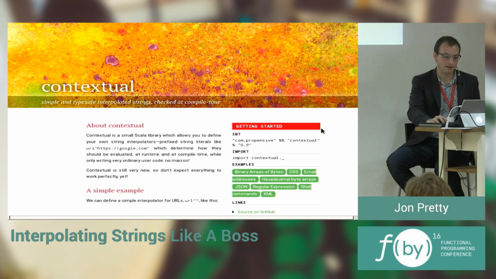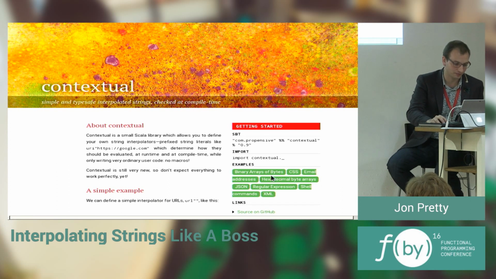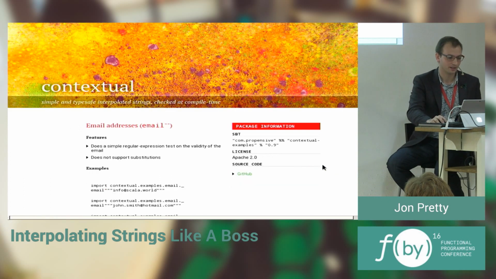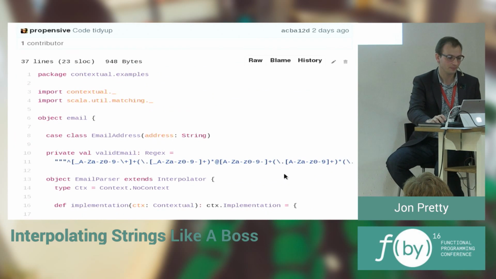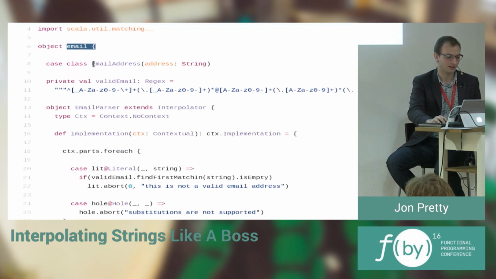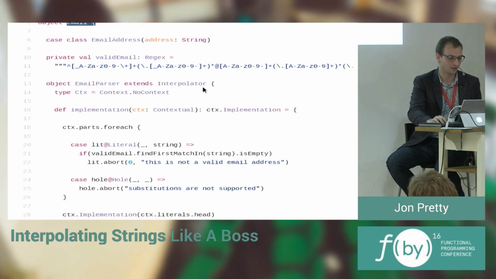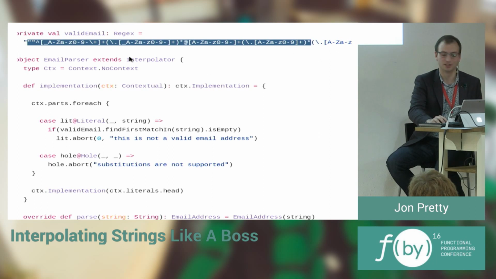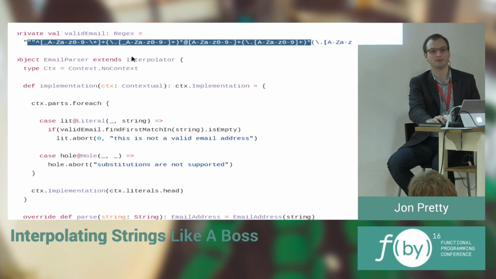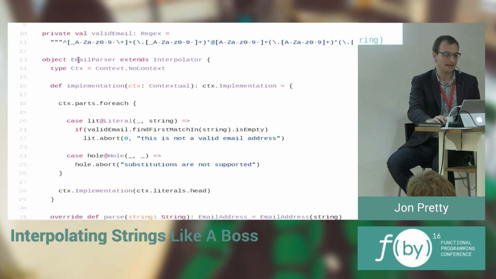So that's a very simple example. I'll show you the source code because it's not complicated. So we've got a link to GitHub for this particular example. I've got an object containing all of the code. I don't actually use that case class, but we could. Here I have a regular expression that does the main work of checking that my email address is valid. Now I'm going to create an email parser, which is my interpolator.